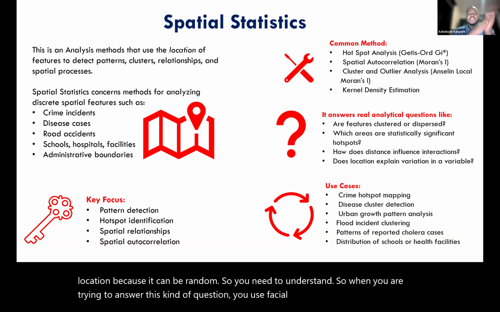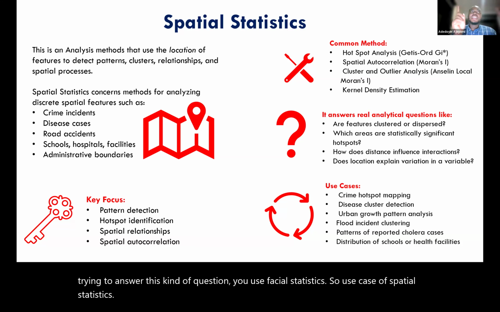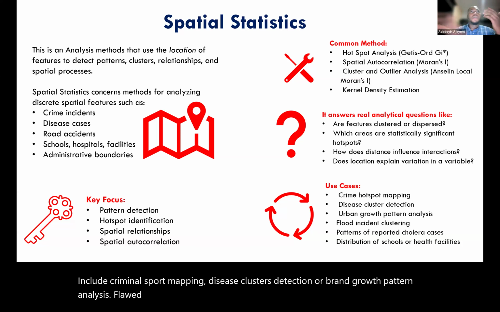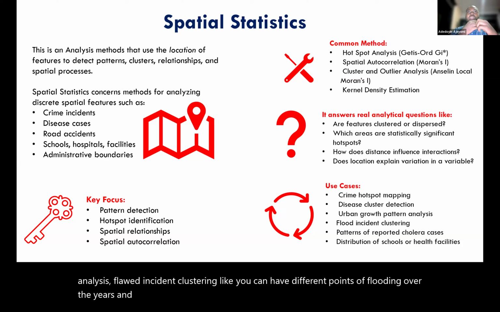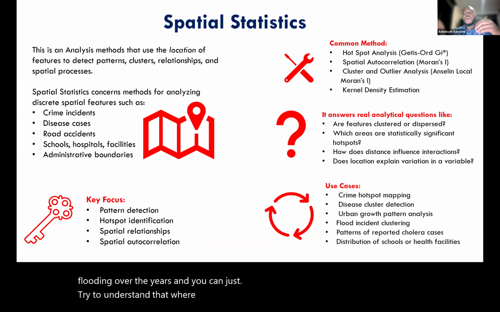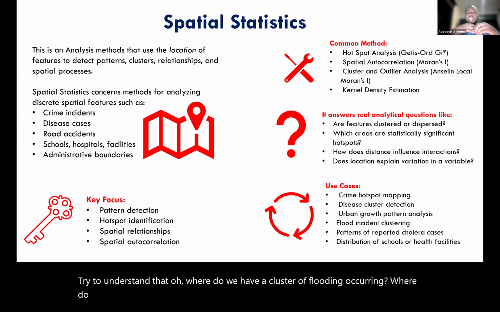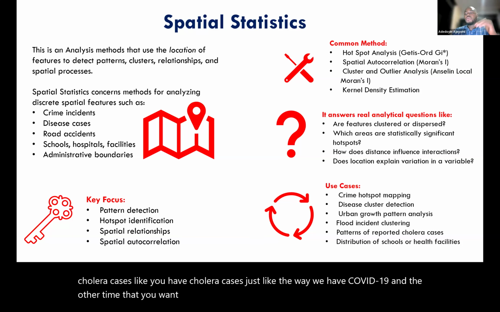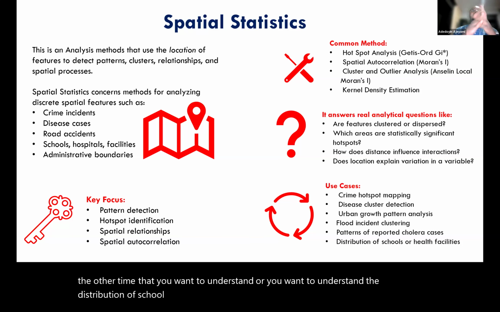Use cases of spatial statistics include crime hotspot mapping, disease cluster detection, urban growth pattern analysis, and flood incident clustering. You can have different points of flooding over the years and try to understand where there is a high cluster of flooding and where there is a low cluster. Then you have patterns of reported cholera cases, just like we had COVID-19 at another time, or you want to understand the distribution of school or health facilities. You need something like spatial statistics to run all that.